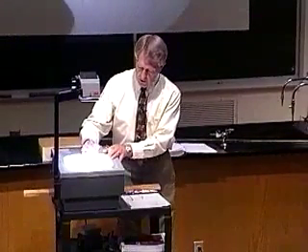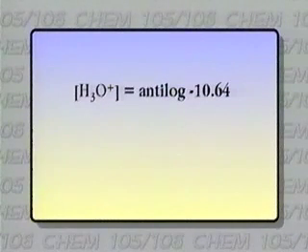So stepwise then, the first thing we're going to have is hydronium ion is equal to the anti-log of minus 10.64. And plugging that into our calculator, as I indicated previously, there are 2 logic processes. Some calculators you must punch the function key first. More calculators go the other way. We put the number in first and then hit the function key.